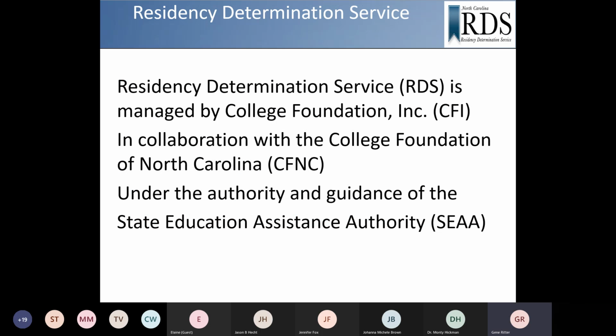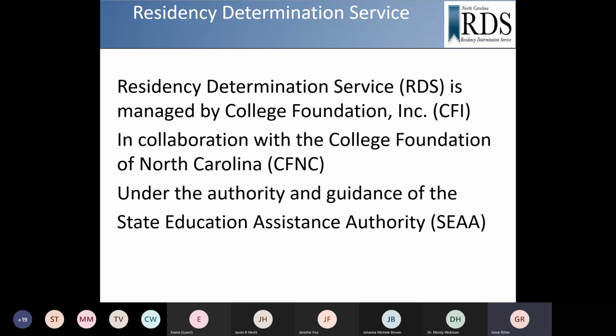So the residency determination service is managed, like a lot of our programs and state grants, by College Foundation. You'll also see CFNC. It's a collaborative effort with all the sectors in terms of reaching out to try to prepare students to apply for and attend college. The actual residency program, however, the statutory authority was given to SEAA by the legislature to run the program, which we contract out to RDS.